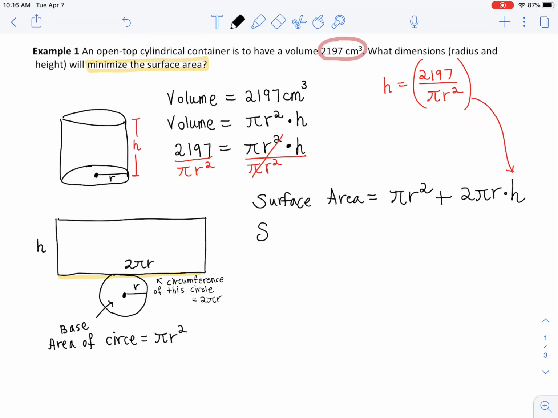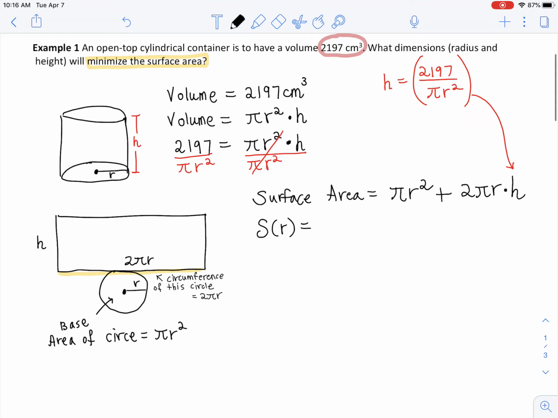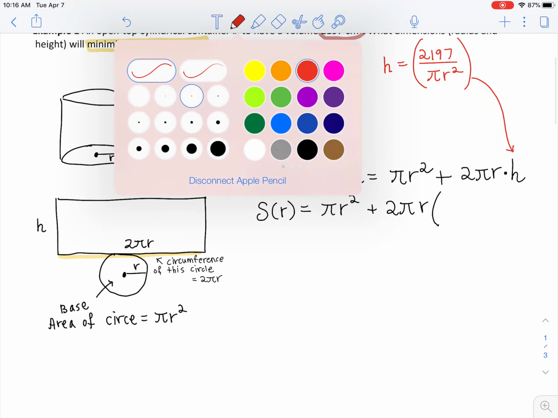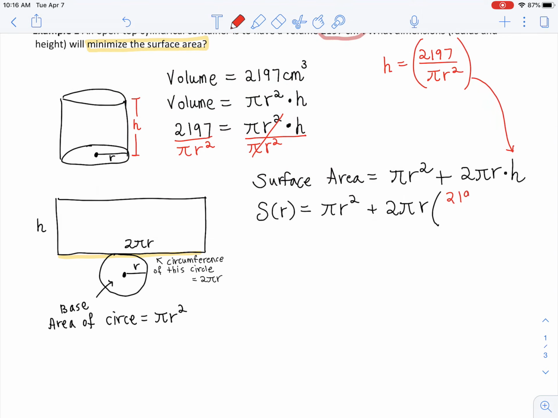into this h. Ready? So, and from now on, let me just call it the surface area. I'm going to give it a function name. How about I call it S of R? Why is it R? Because my input variable is R, radius. Usually it's like f of x, but I call it surface area in terms of radius. All right, let's write this down. Pi r squared, that one stays the same, right? Plus 2 pi r times, now, this is where we're going to change the h into 2,197 over pi r squared.